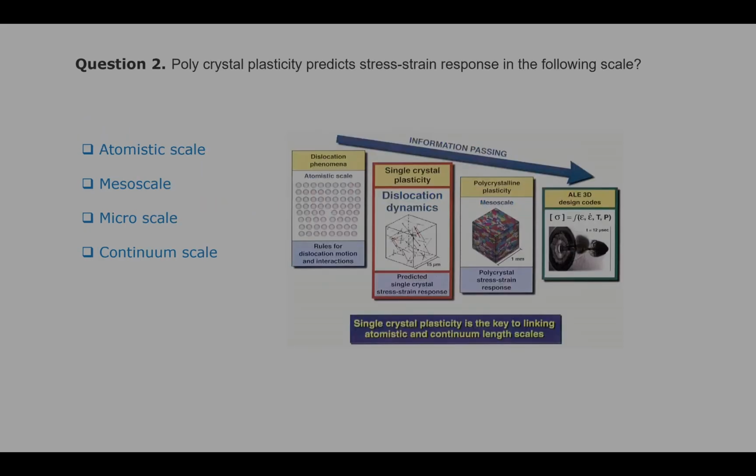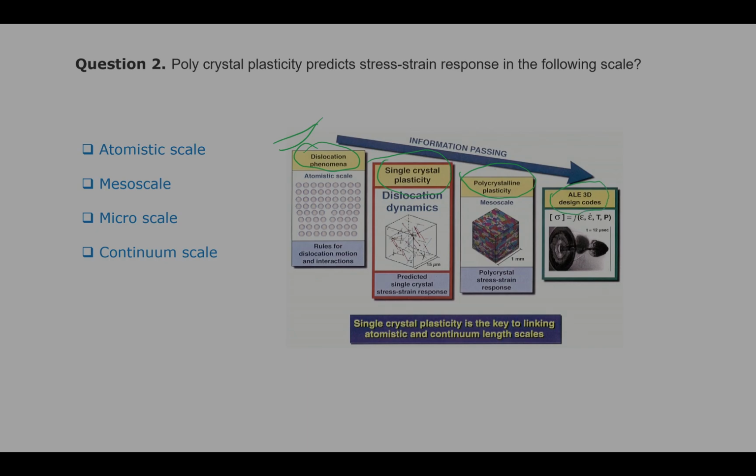What is question number two? Polycrystal plasticity predicts stress strain response in the following scale. As you can see in this diagram, first is dislocation phenomena. Second is single crystal plasticity. Third is polycrystalline plasticity, and fourth is ALE3D design product.